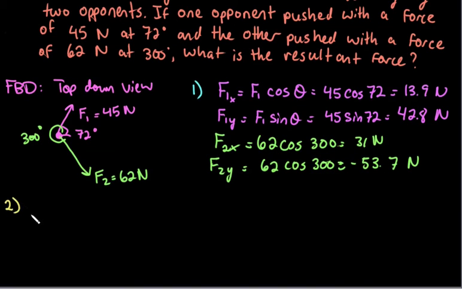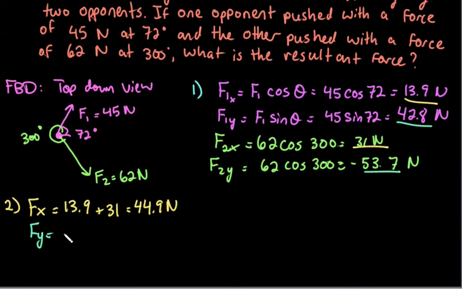Step 2. So Fx total is going to be 13.9, which is this guy, plus the 31. And that gives me a total of 44.9 newtons in the x. If we look at the y's, we're going to be adding these two. So Fy is equal to 42.8 minus 53.7. And that will give me a total of negative 10.9 newtons. So that was step 3, really.